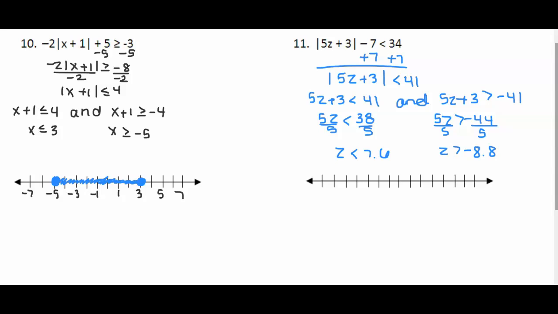So on your number line, you have open circles at negative 8.8 and open circle at 7.6 and shade between.